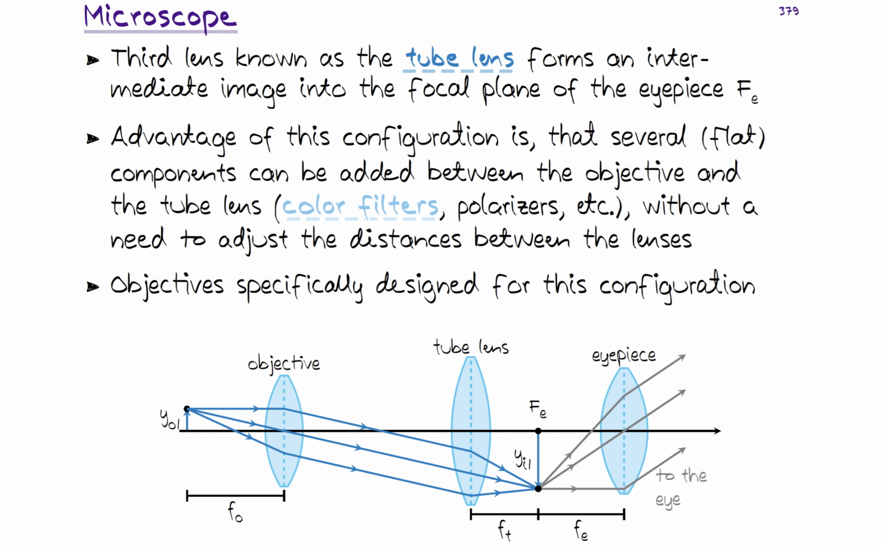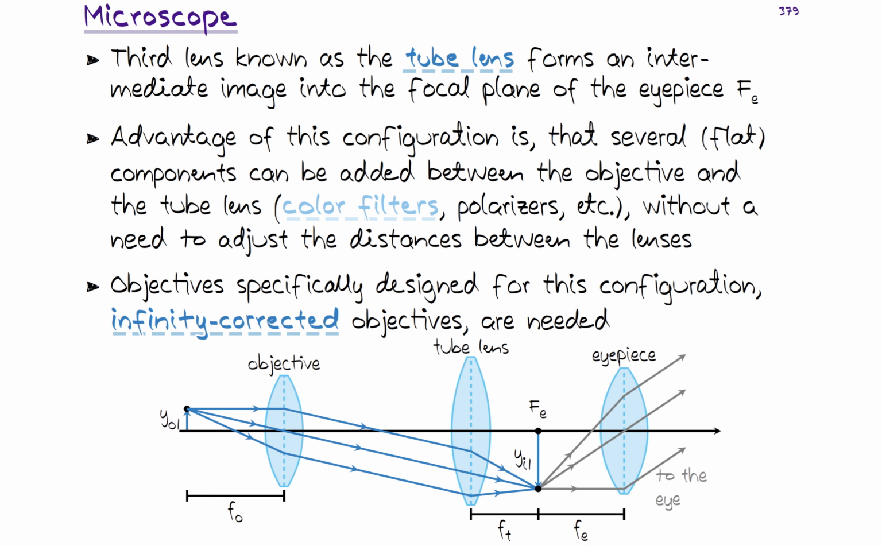And the price we have to pay for these advantages is that now we really need to design the objective lenses that are specifically designed for this configuration. And that's why they are called infinity corrected objectives. So please note the difference here compared to the two lens configuration. The objective lenses actually are now forming an image at infinity here.